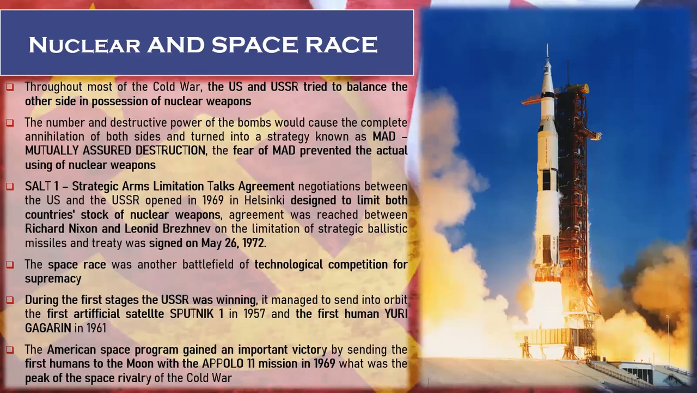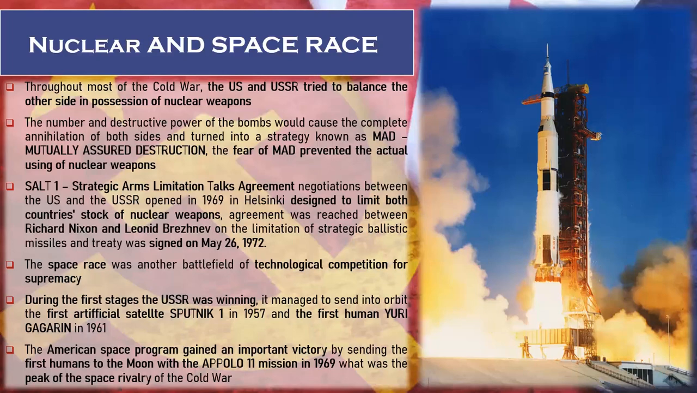These were negotiations between the US and the USSR that were designed to limit both countries' stock of nuclear weapons, and the agreement was reached between Nixon and Brezhnev. It was signed on May 26, 1972.